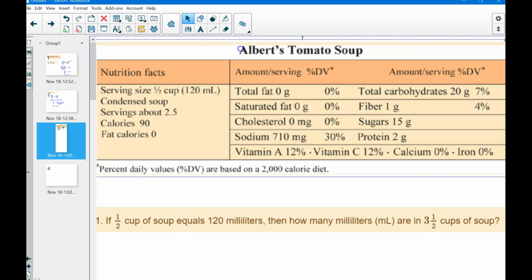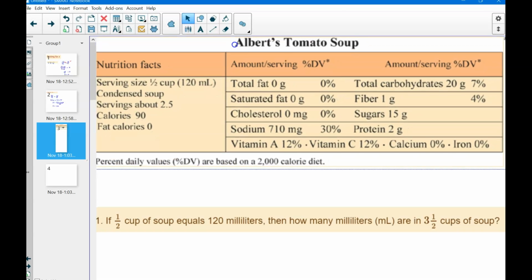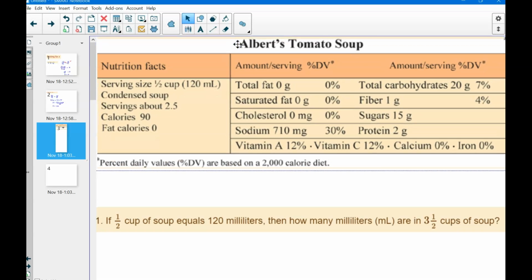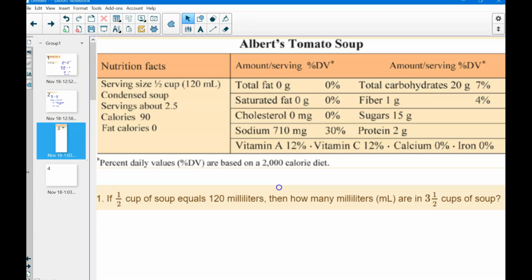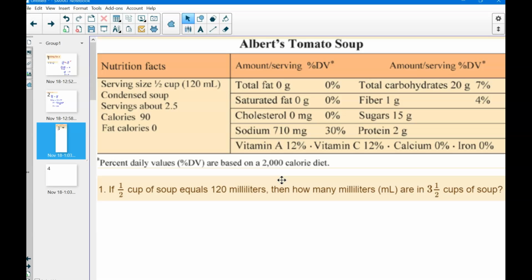So we're given Albert's tomato soup on the facts. This is what the question asks us: if 1/2 cup of soup equals 120 milliliters, then how many milliliters are there in 3.5 cups of soup?